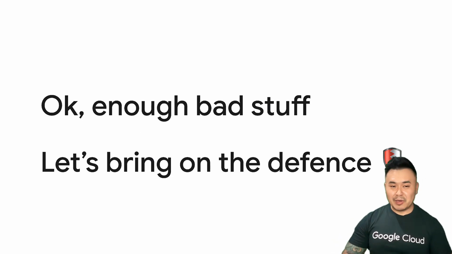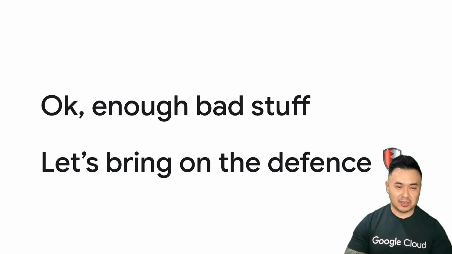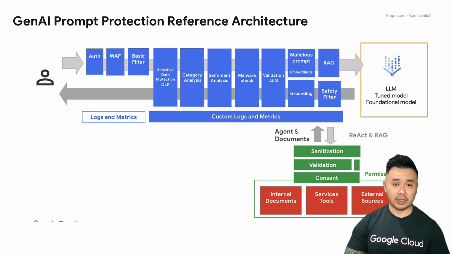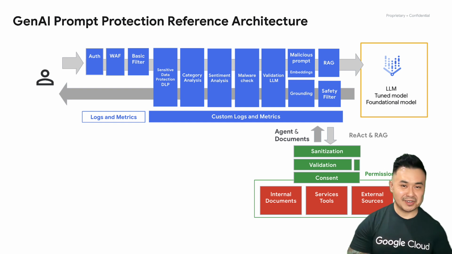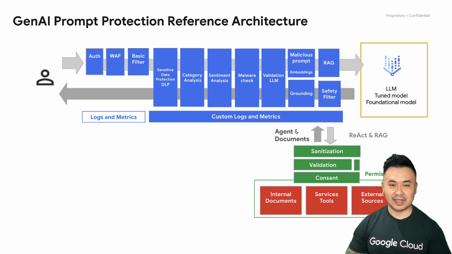Okay, I think maybe we have seen enough bad stuff, so let's bring on the defense. In the coming few slides, we are going to unpack this particular reference architecture. Most of the controls will apply to both the prompt and response. We are taking some of the native GCP controls as well as the native LLM capability to realize the controls over here. Again, this is one opinion of the best practice, but let's take a look at how this reference architecture defends against previously working attacks that we have seen just now.